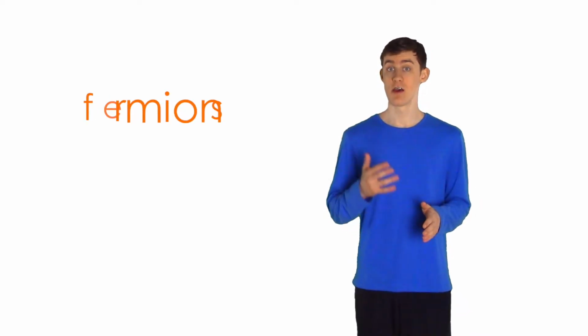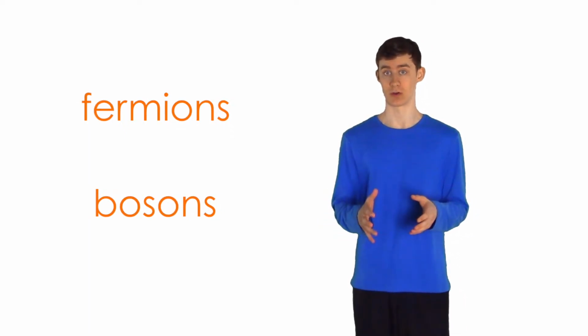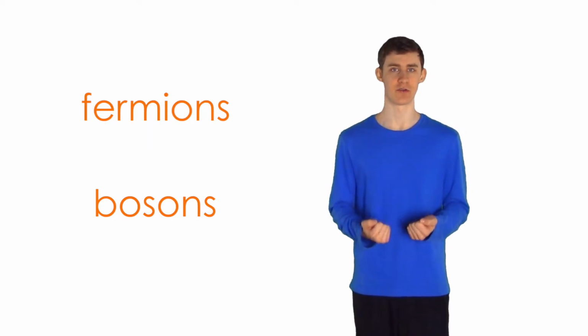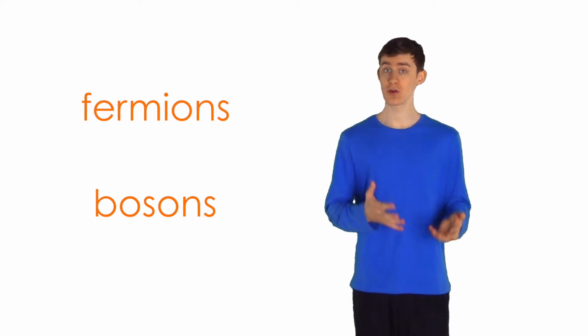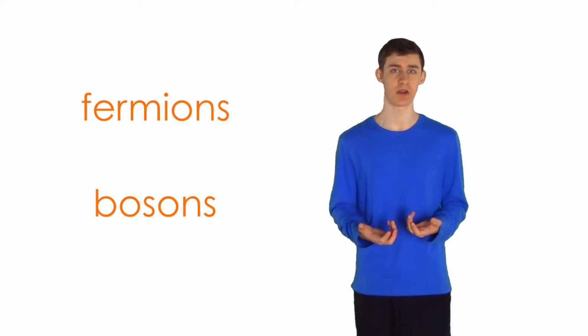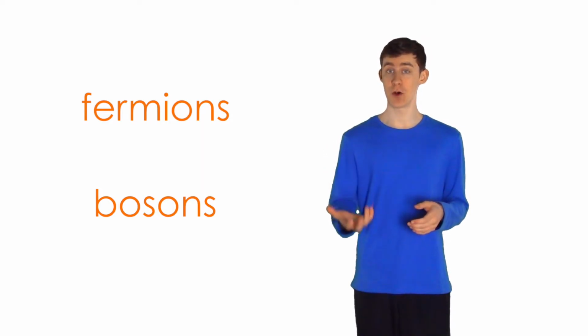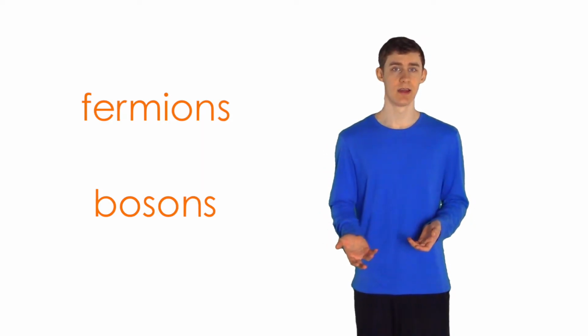In the Standard Model, all fundamental particles can be split into two categories: fermions and bosons. Fermions are the matter particles. They make up the stuff in the universe. Bosons are force particles. They're responsible for the interactions between the fermions. We'll begin by getting to know the fermions, and then we'll see how the bosons allow them to interact.